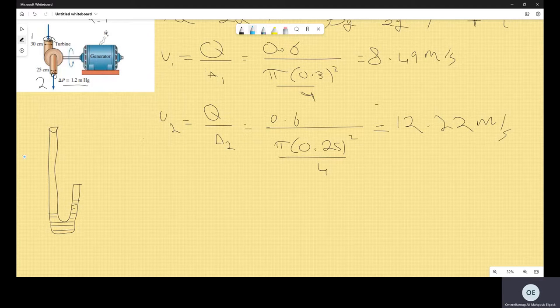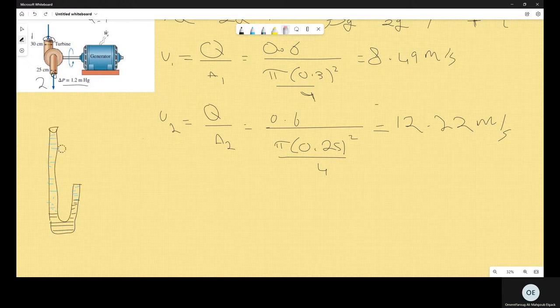And here we have water, because the water is flowing. Okay. Now, we also said that the pressure difference and the elevation difference between the inlet and the outlet of the turbine is negligible. So I can reduce this.